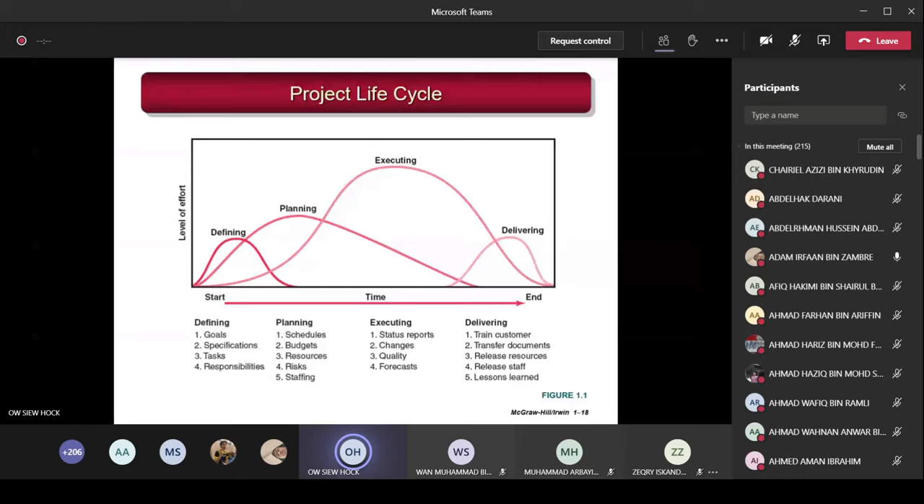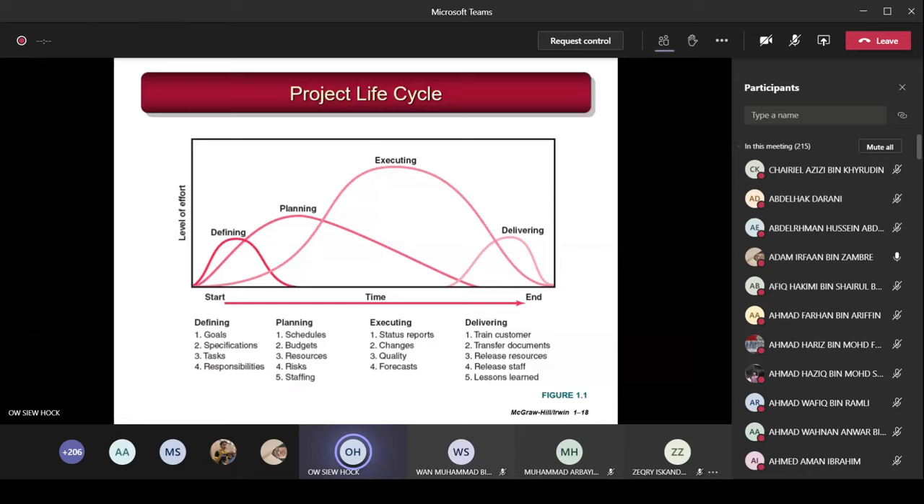Next, you must have quality. You monitor what kind of outcome you have produced. If you're developing a system and you are required to develop 10 modules, when you monitor, you see to what extent, how many modules you have developed, and whether all these modules are error-free or not. So you have quality control.